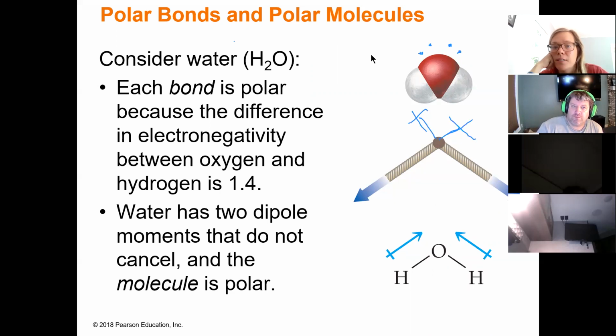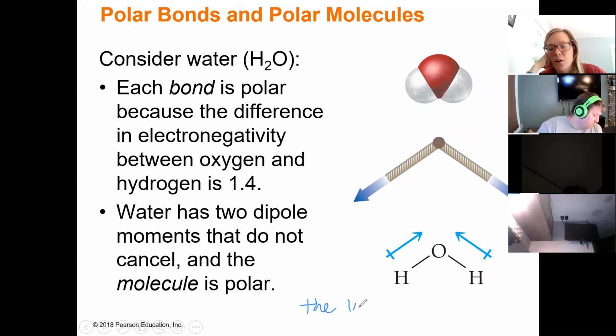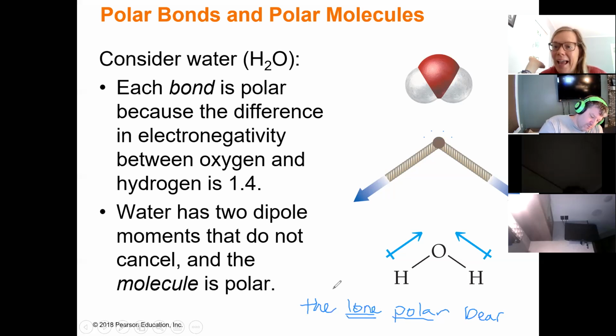Now, if that concept is tricky for you, one thing that you can go off of is the lone polar bear. Write that. The lone polar bear, which means if you have lone pairs on the central atom, it's a polar molecule. Okay, that will get you through 98% of classifying a molecule as polar or non. If it has a lone pair, it means somebody didn't show up to the tug of war, it's imbalanced.